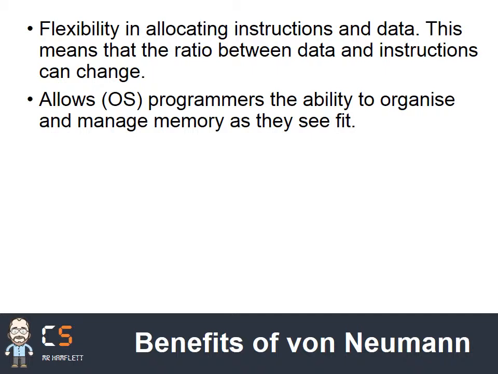With Harvard, I'm stuck. I've got a set ratio between instructions and data, and if I happen to have a couple of programs which are really big in terms of the amount of instructions they have, then I might run out of instruction memory space. Whilst vice versa, I might have the same for data. Let's say I only have a very small program which happens to use a lot of data, for example, like Photoshop.